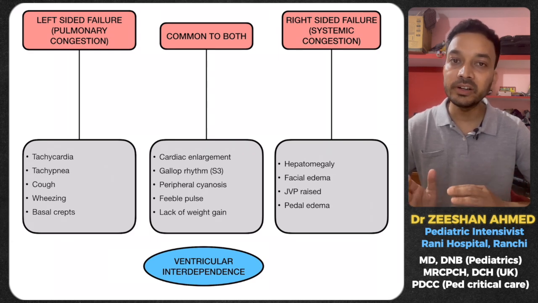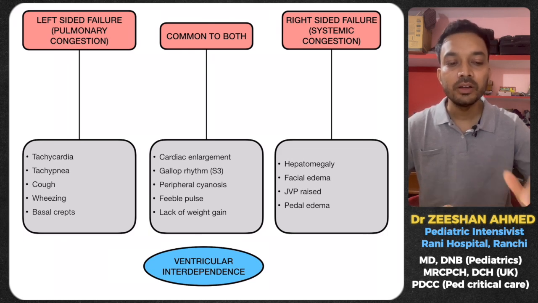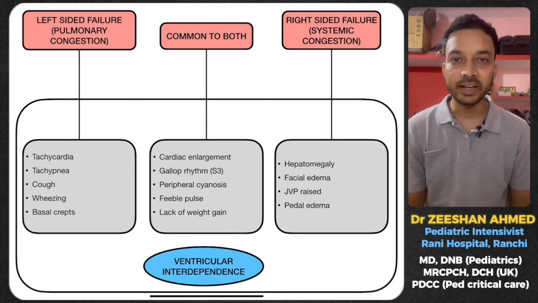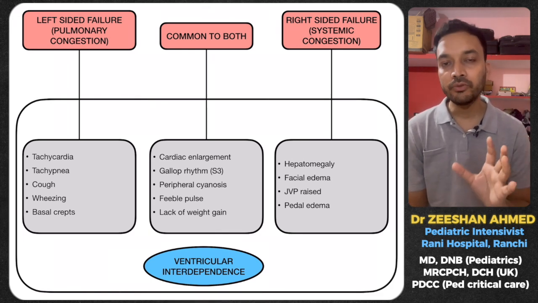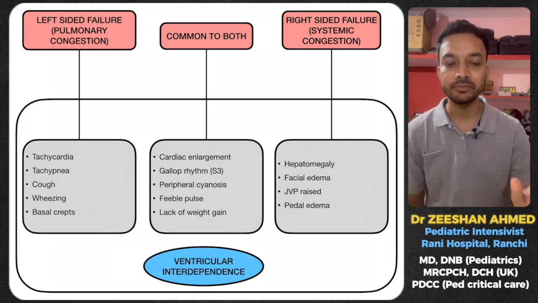Again, if the right ventricle is failing, it will lead to pushing of the interventricular septum to the left side. So the contractions of the left ventricle will also decrease, and the left ventricle will also start to fail. So these signs are not found individually for both ventricles separately. Most of the times, all these signs you get together in one child. So both of the ventricles have failed.